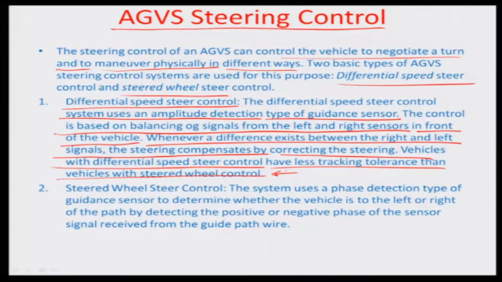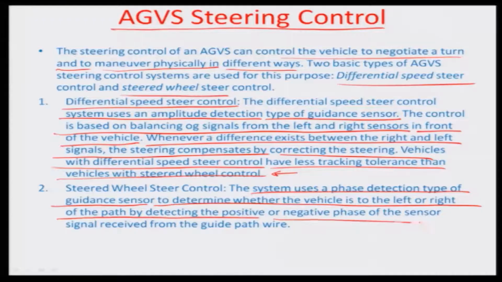The steered wheel control system uses a phase detection type of guidance sensor to determine whether the vehicle is to the left or right of the path by detecting the positive or negative phase of the sensor signal, and this signal is typically obtained from a guide wire path.